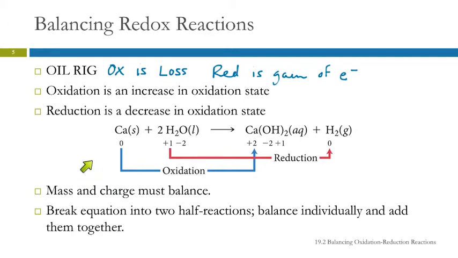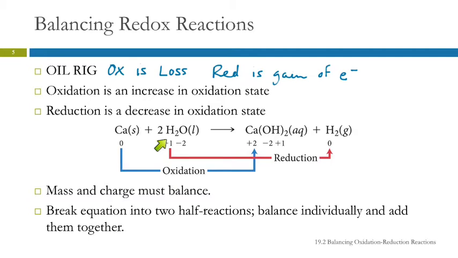Here's an example of a redox reaction. We have calcium reacting with water to form calcium hydroxide and hydrogen. The calcium here, it's pretty easy to see what's going on with that, because here we had calcium atoms with a 0 charge, and over here we have calcium ions with a +2 charge. So in order for it to become positively charged, it had to have lost electrons, right? So oxidation is loss of electrons. The calcium is being oxidized.